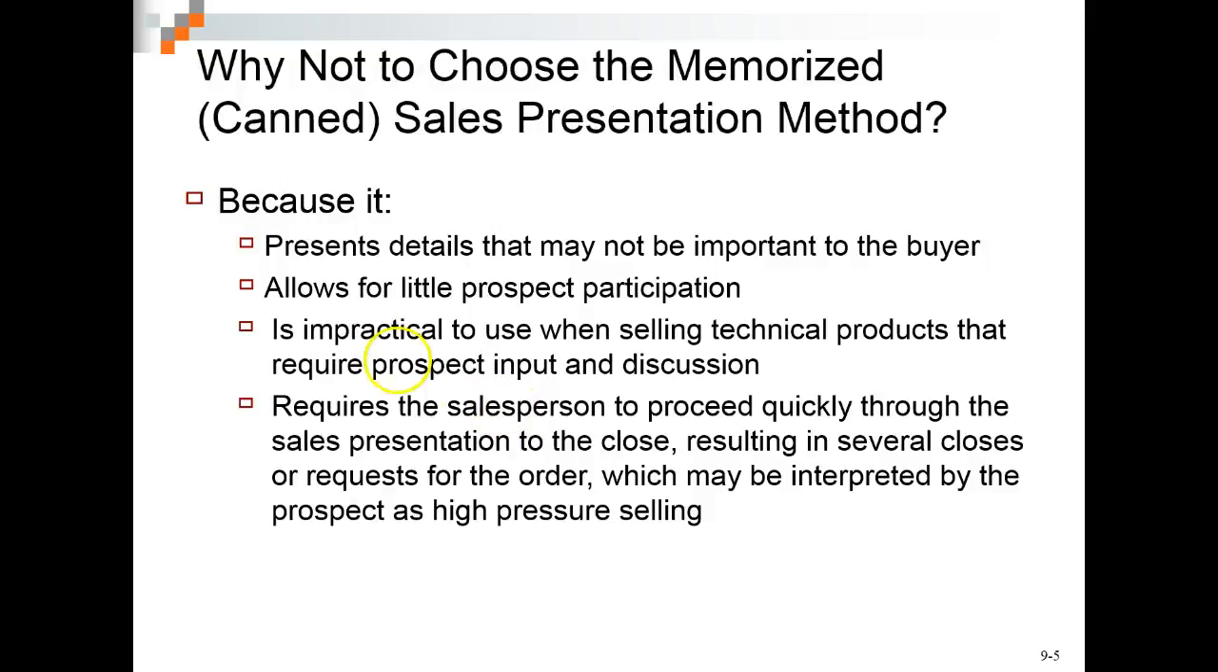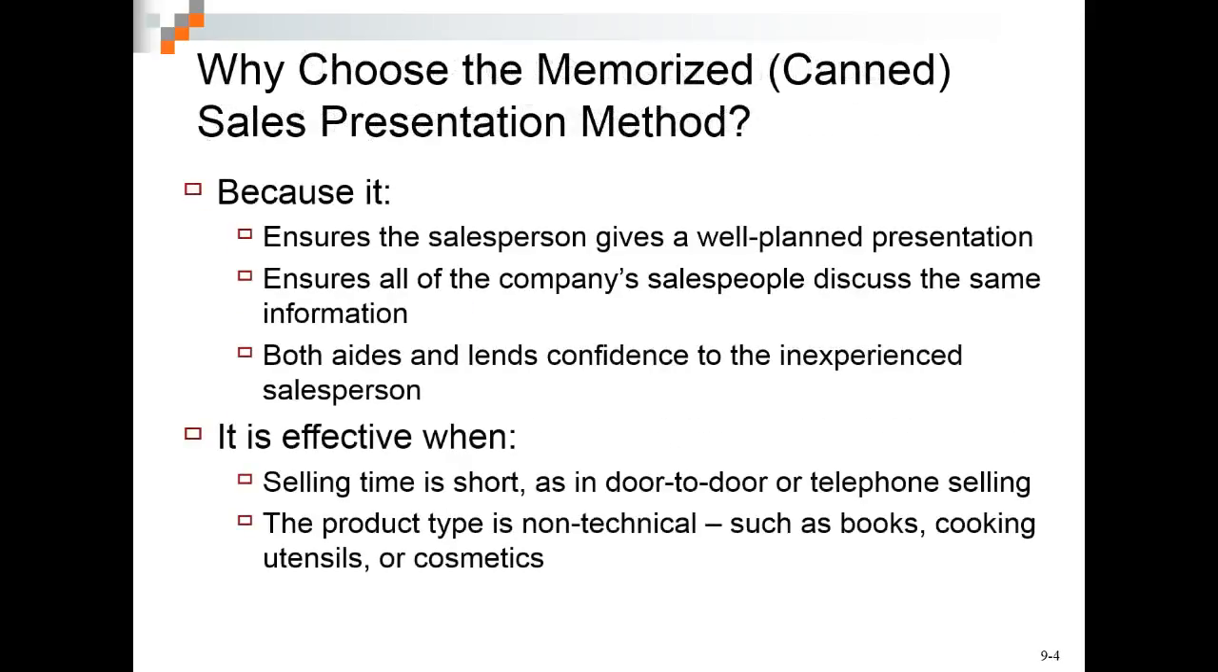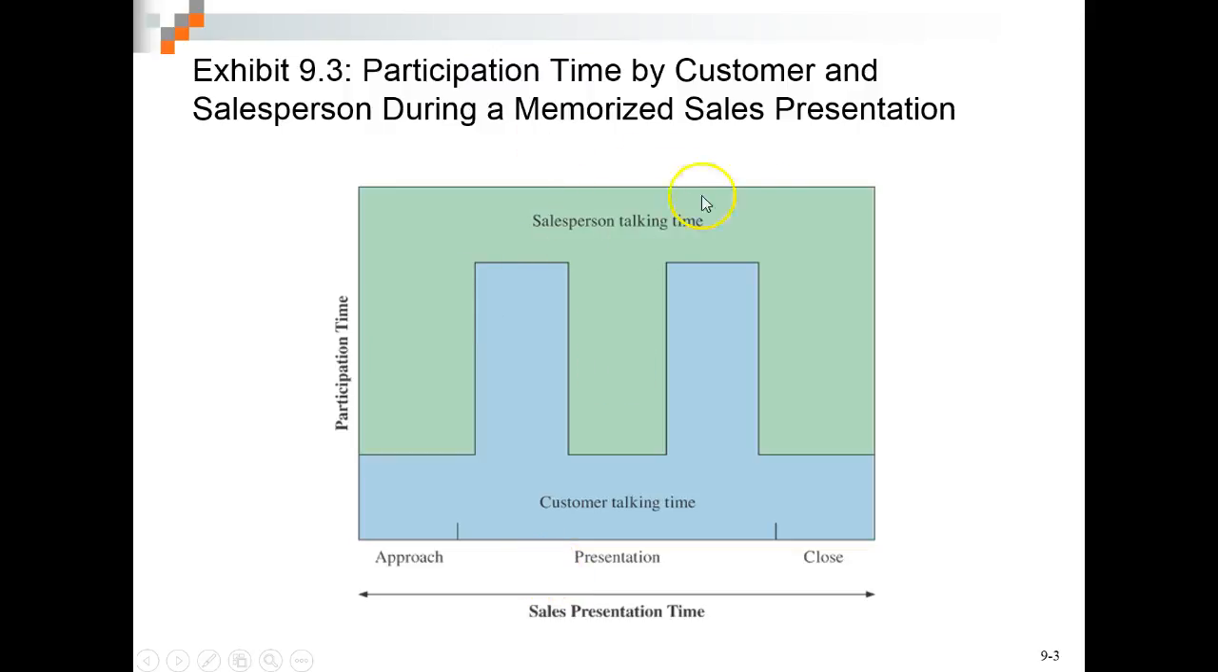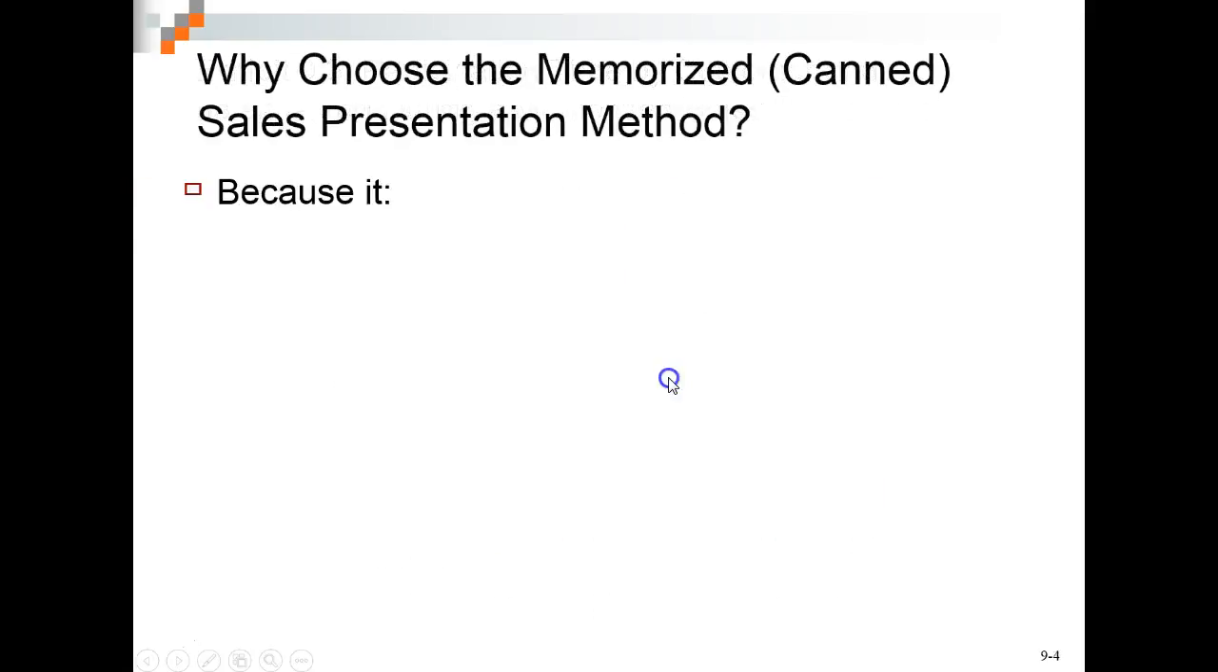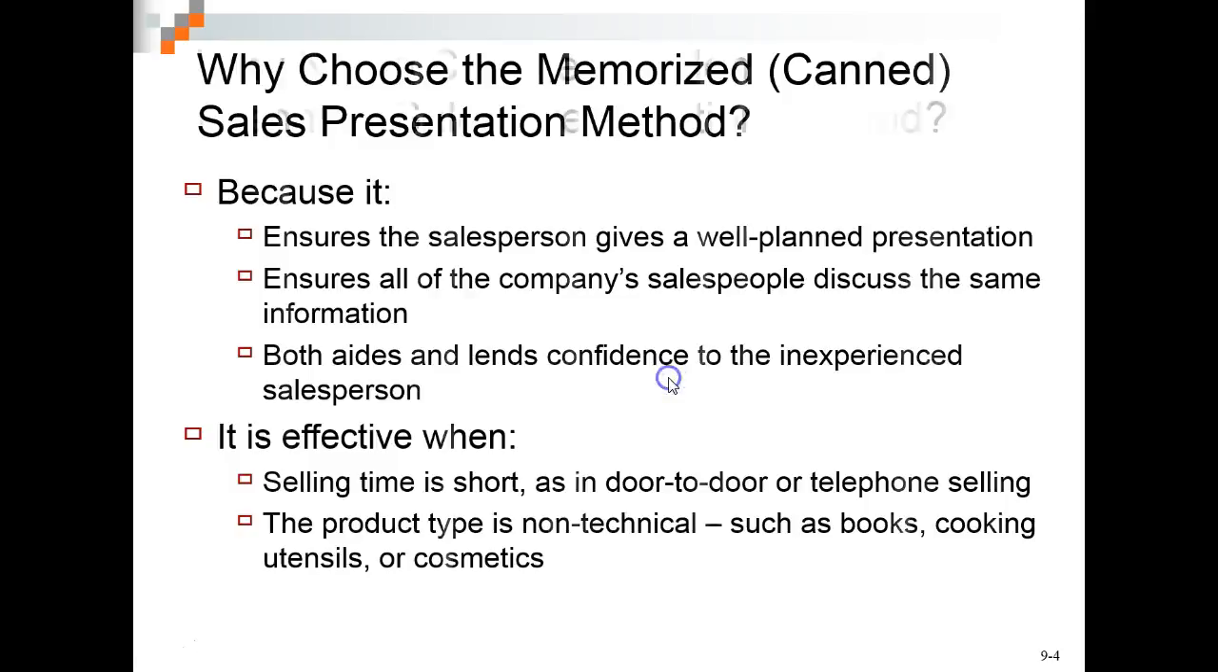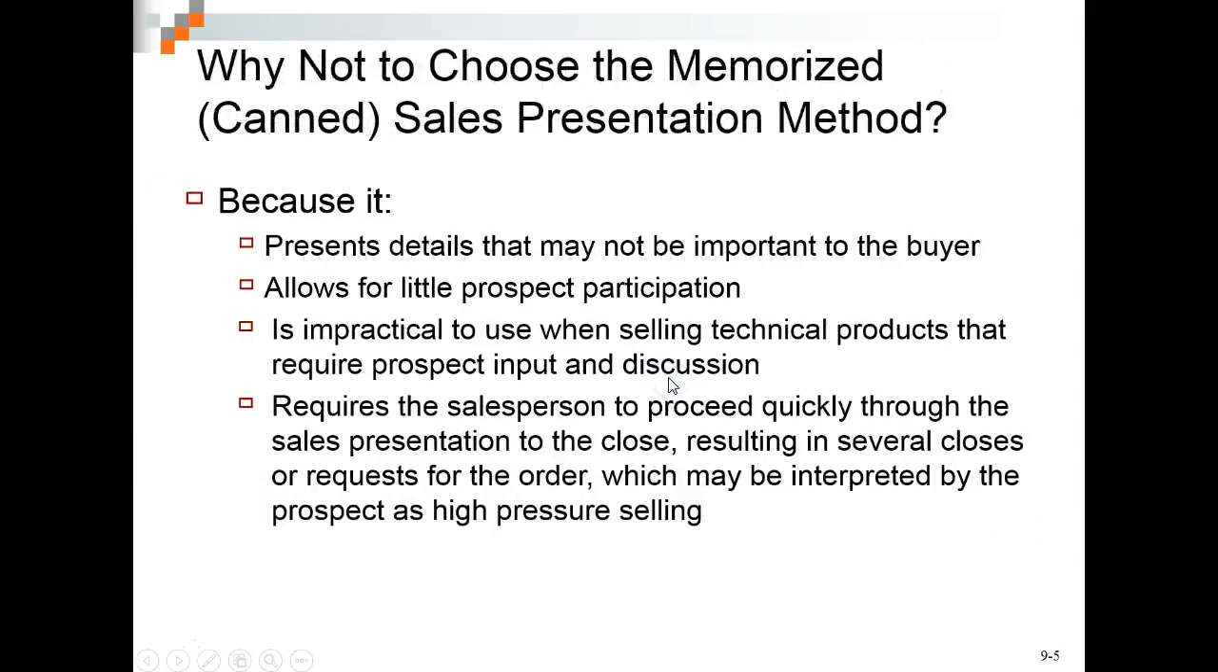Now, why not to choose the memorized? Why not to use a script? It presents details that may not be important to the buyer. You're talking at somebody and they're going, no, no, don't talk to me. It also allows for very little prospect participation, okay? Meaning, a whole bunch of salesperson talking, very little customer talking at the big points. We only talk a couple of times and then we're hoping that they're not going to just kick us out. So, that's a problem.